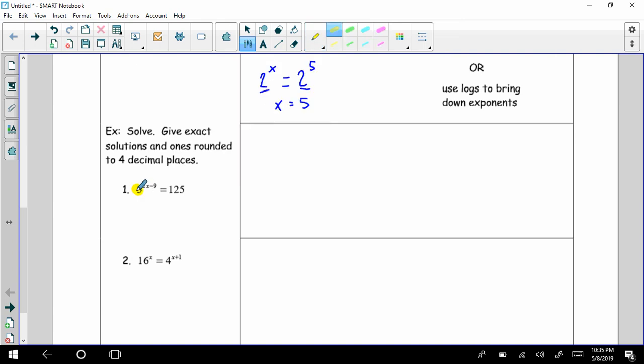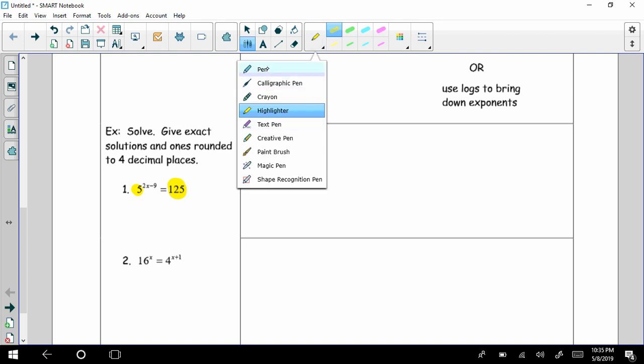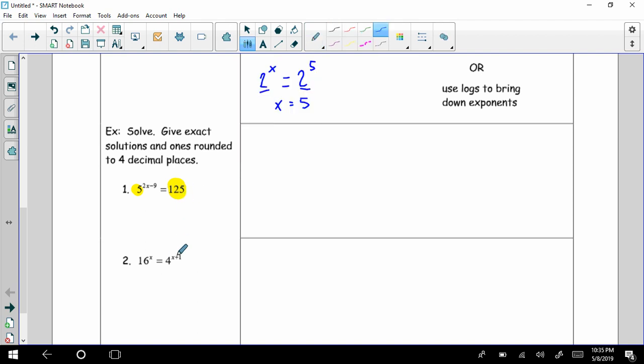So you can see here we have 5 and we have 125. Well, 5 and 125 are related because 125 can be written as 5 to a power. So looking at that, we have 5 to the 2x minus 9. Well, that 125 can be written as 5 to the 3rd. So now we've got the same bases. So think about, can we rewrite these so that they match? Because they match, our bases will essentially cancel out, and we can just set our exponents equal.